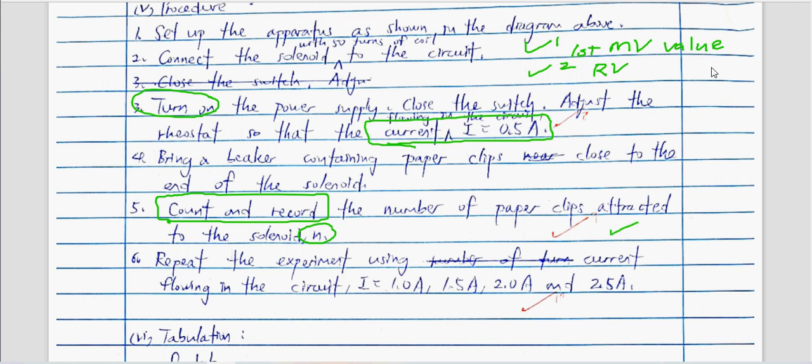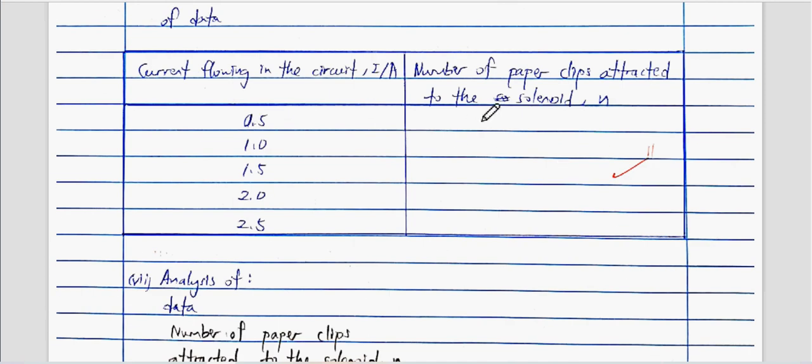And then mark number 3 will be for repeating the manipulated value. There must be at least 4 values repeated, just like this. Current is the manipulated variable just now. So repeat the experiment using current flowing in the circuit I 1.0 because the starting is 0.5. Okay, 1.0 ampere. There must be a unit. Okay, 1, 2, 3, 4. Repeat at least 4 times to get mark number 3 for the procedure. Okay, clear?